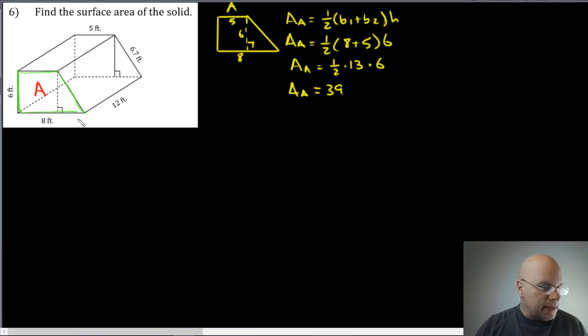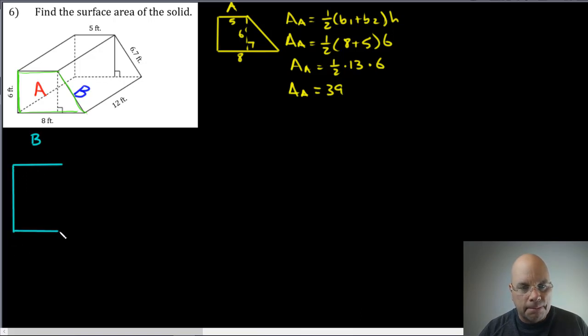I'm going to call face B this bottom face, and then I'm going to sketch it right here. Face B is a rectangle. It has a base of 8 and a height of 12. And I don't think we need to write the formula for area of a rectangle. We just know it's base times height. 8 times 12 is 96. So the area of face B is 96.